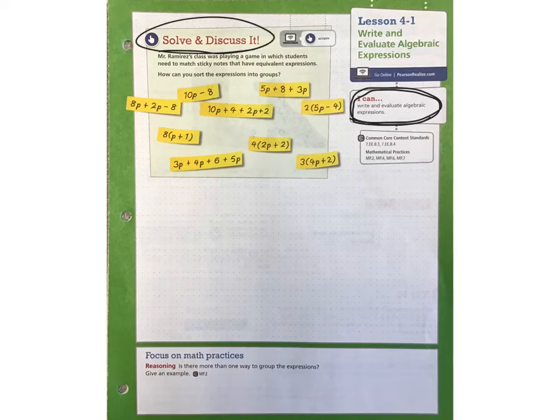I would like for you to take these yellow sticky notes on your paper and see if you can sort them into 3 groups, showing which expressions you think are equal to each other. Mr. Ramirez's class was playing a game in which students need to match sticky notes that have equivalent expressions. How can you sort the expressions into groups? Again, your 3 groups need to show which expressions are equivalent to each other. See if you can do that and then come back and check your answer.